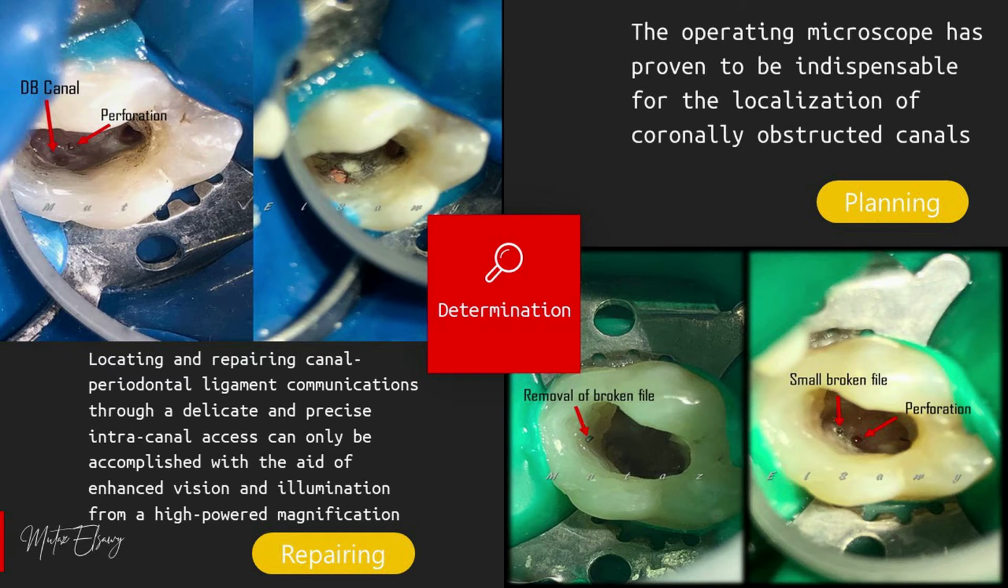A 42 female patient was referred by a colleague with a perforation during scouting of the DP canal of tooth 16. The operating microscope has proven to be indispensable for the localization of coronally obstructed canals. Small instruments are used under the magnification to localize the canal orifices. Locating and repairing canal periodontal ligament communications through a delicate and precise intercanal access can only be accomplished with the aid of enhanced vision and illumination from a high-powered magnification, just as in this case.